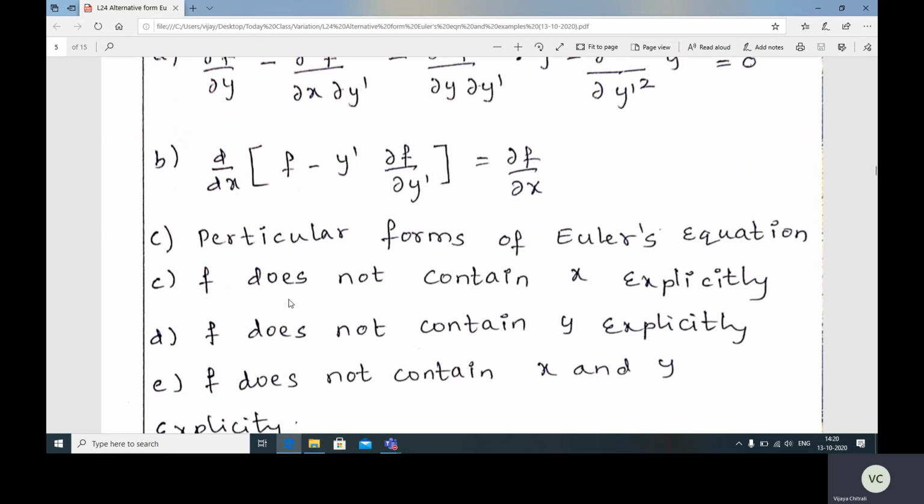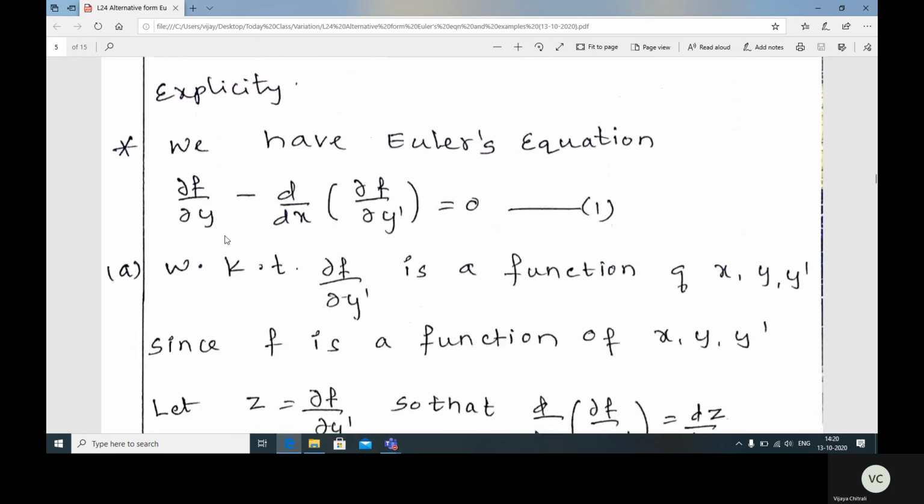And we have particular cases: f does not contain x, f does not contain y, and f does not contain both x and y. So we need to discuss all the four cases. Now first, we have Euler's equation: dou by dou y of f minus d by dx of dou by dou y dash of f is equal to 0. So this is our Euler's equation; take this as equation 1.